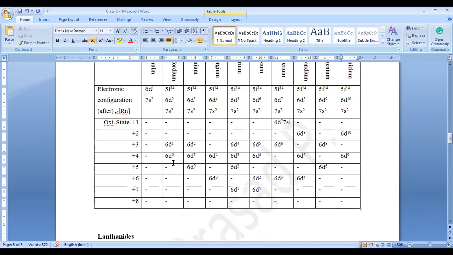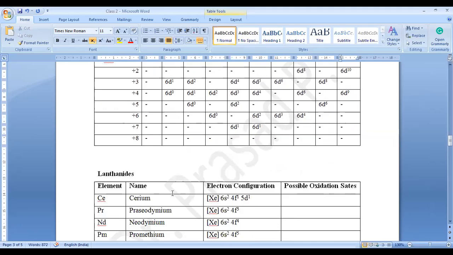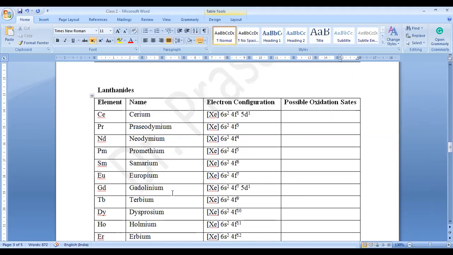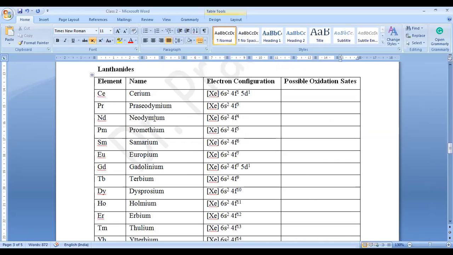Okay, so the possible oxidation states and their electronic configurations are also mentioned here. Now, lanthanides. Lanthanides are the F block elements. Till now we discussed D block elements; now they are F block elements. Lanthanides start with cerium, praseodymium, and so on. The electronic configurations are also given, because just by knowing the atomic number, we can write the electronic configuration by the above principle, filling in the electrons and considering stability.